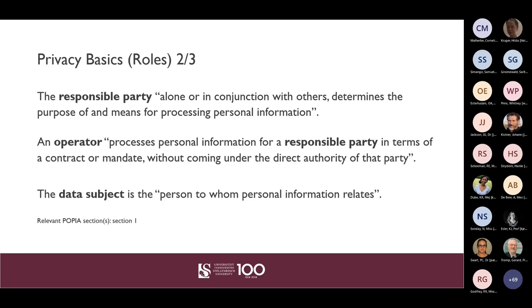And being clear on those two roles are very important, especially when it comes to contracts, especially research contracts. So who actually owns the information? Who's ultimately responsible for it? What are the duties of the operator? So in some research projects, the university or the research team, they are an operator. In other projects, they are a responsible party, and knowing the difference is key, especially in the contract space. And then, of course, we have the data subject, who is the person to whom the information relates.